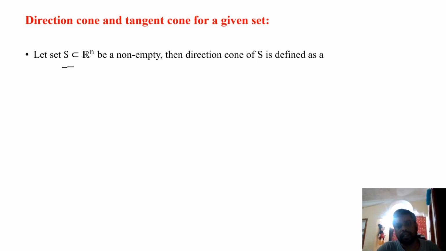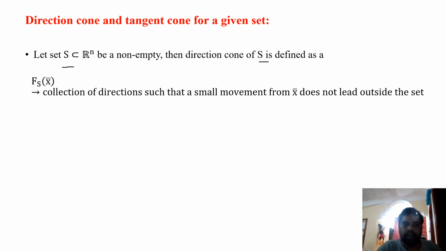Consider a set S, then the direction cone of S can be defined algebraically. The layman definition is this: the direction cone of a given set is a collection of all the directions such that if you move a little bit, an epsilon step size, along that direction from a boundary point x bar, you are not leaving that set, you remain in the same set. Then we can say that the associated direction is an element of the direction cone. This is the layman definition of the direction cone.